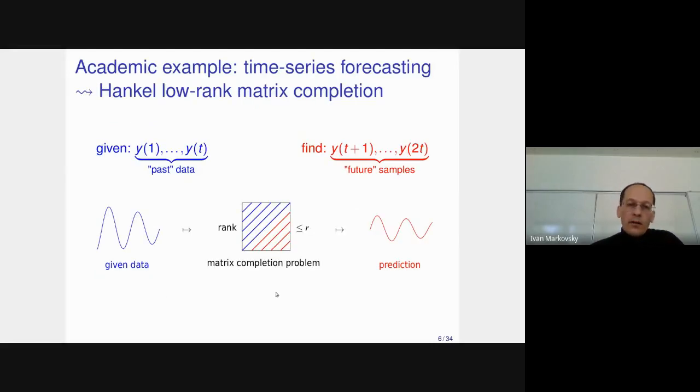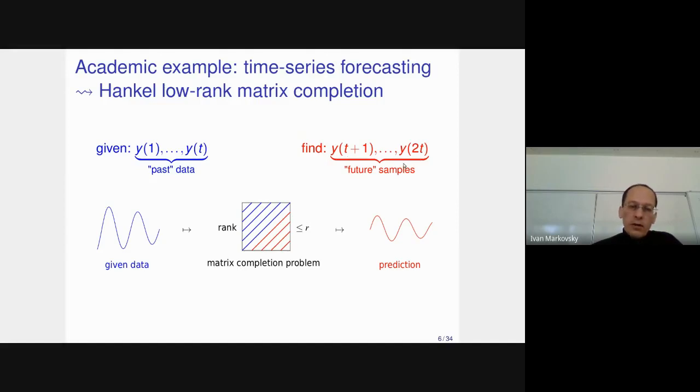To give you one specific, although toy problem, consider we have a one-dimensional time series. So just observations of a variable y, and the past data which we are given goes up to some current moment of time t. The goal is to do forecasting, to predict what will be the future values of y. These are the values in red.